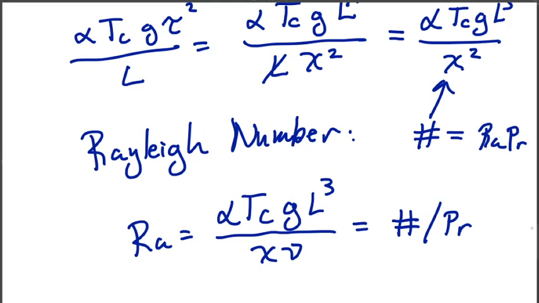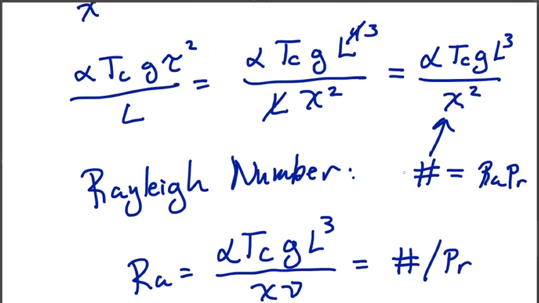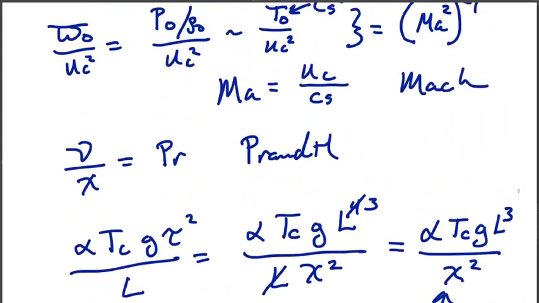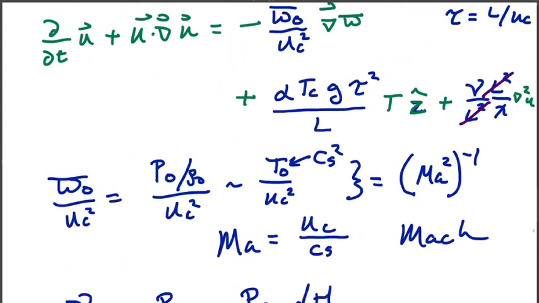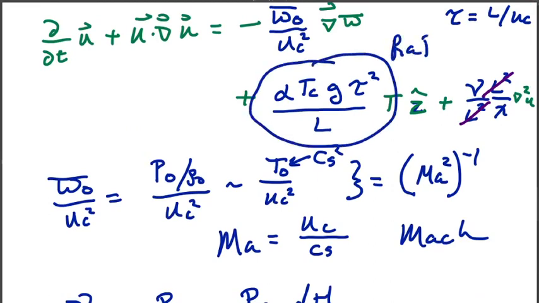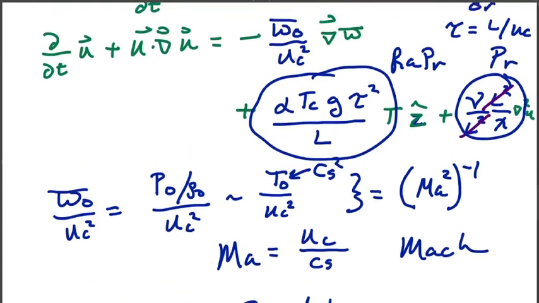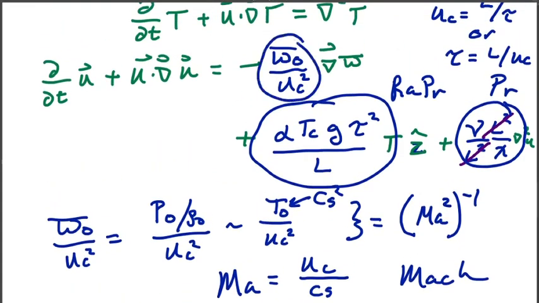Okay, that's quite a mouthful. So let's come back up to our momentum equation here and relabel our various terms. So this term here, this is Rayleigh times Prandtl. This term here, this is a Prandtl number. And this term that we don't usually see in the Boussinesq approximation, this is technically a Mach number to the minus 2 that ends up getting freely absorbed into the omega.